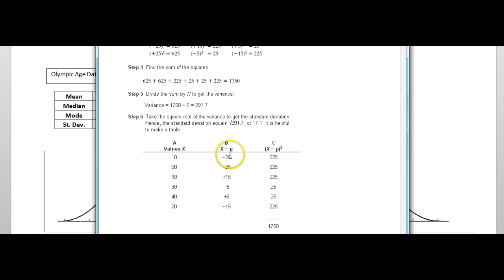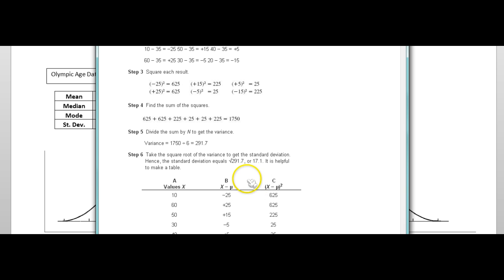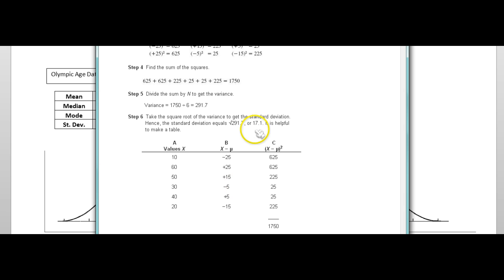Essentially, we're going to add all these up as if they were all positive and divide by 1, 2, 3, 4, 5, 6. What that would do, in essence, it's not going to give us the exact right number, but it'll give us a number that gives us the average distance from the mean at which most of the data appears.